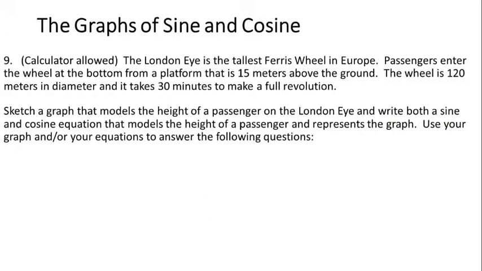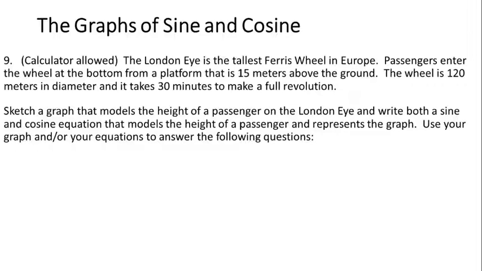All right, question number 9. We're asked to sketch a graph of this scenario. The London Eye is the tallest Ferris wheel in Europe. Passengers enter the wheel at the bottom from a platform that's 15 meters above the ground. The wheel is 120 meters in diameter. Takes 30 minutes to make a full revolution.